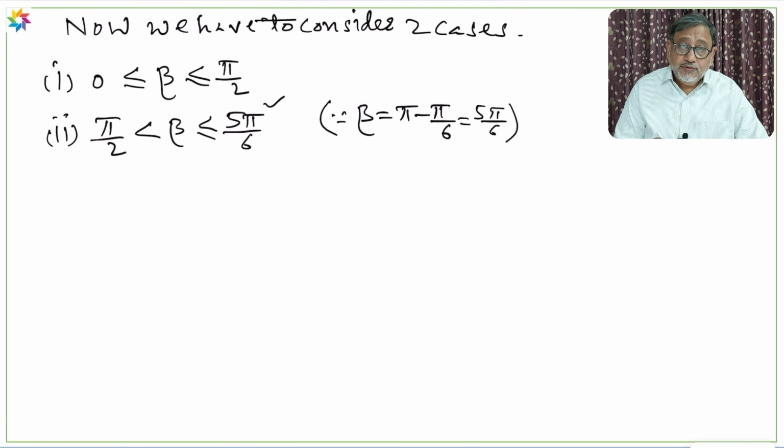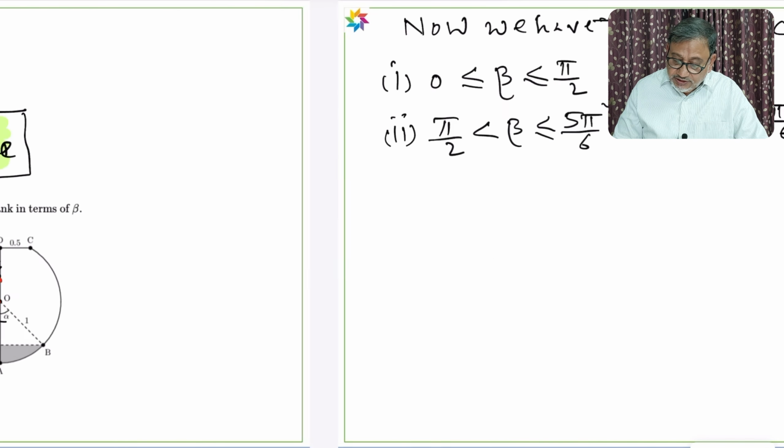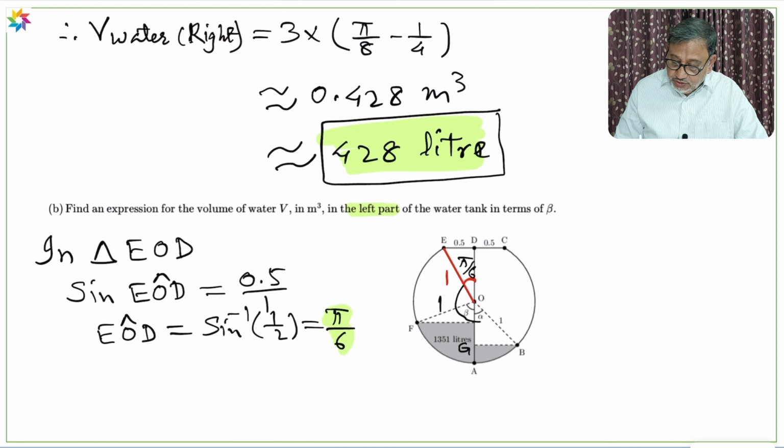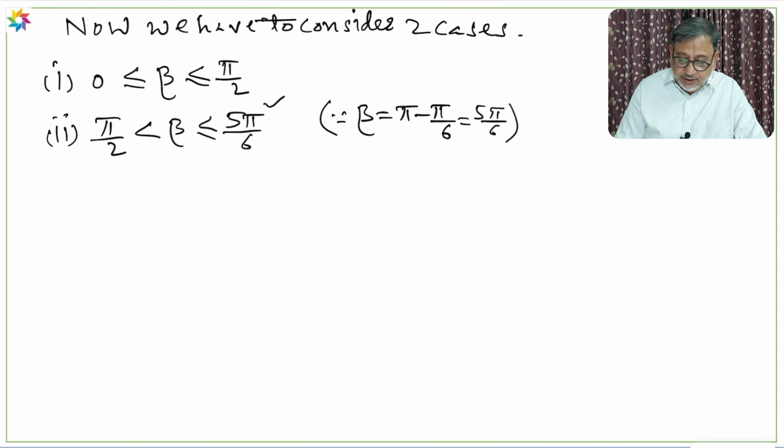Now we will use these two conditions and try to find the volume. When it is between 0 and pi by 2, look here, what does that mean? Let me show you here. Between 0 and pi by 2, it will be this part of the volume, right? And if it is full, then up to that it will be. So like that we can get the volume in two different ways, right?